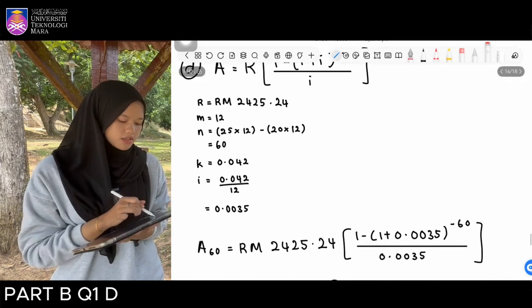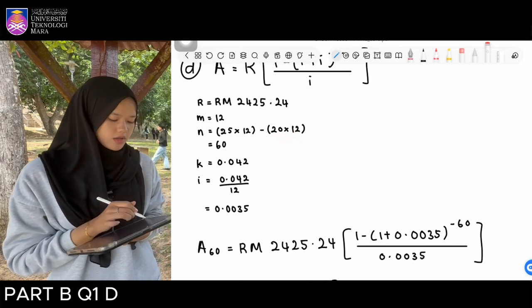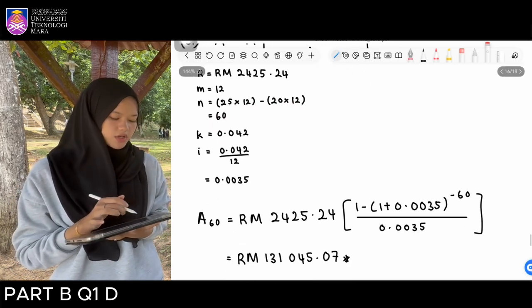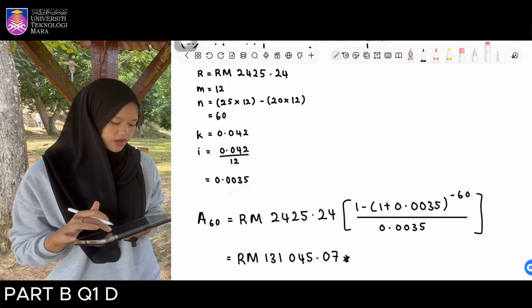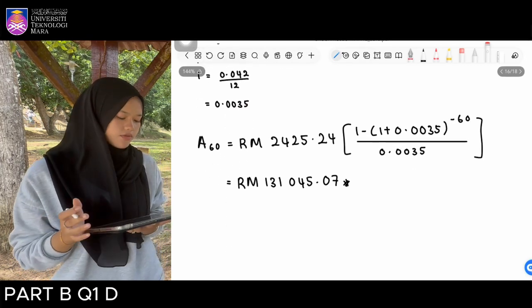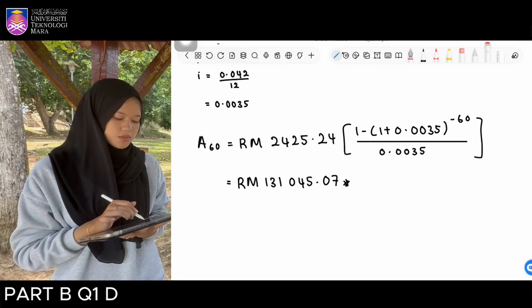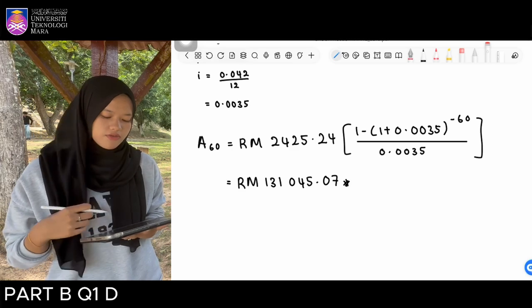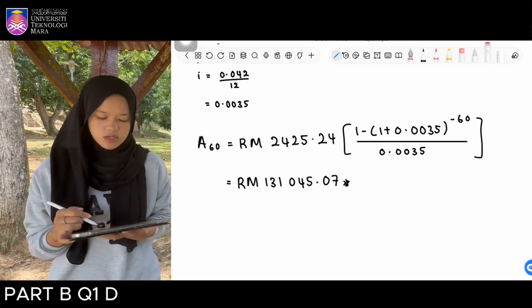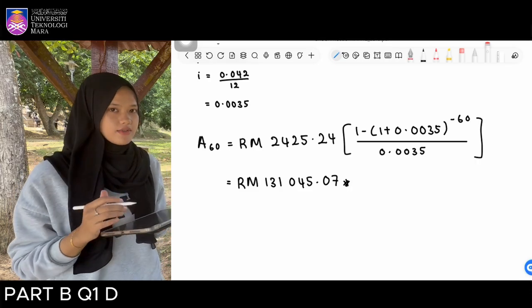For m it is 12. For n it is 25 times 12 minus 20 times 12, so n equals 60. For k you will get 0.042, and for i you will get 0.0035. You just substitute all the information into the formula: R is RM 2,425.24, 1 minus (1 plus 0.0035) to the power of negative 60, over 0.0035. Then the answer is RM 131,045 and 7 cents.